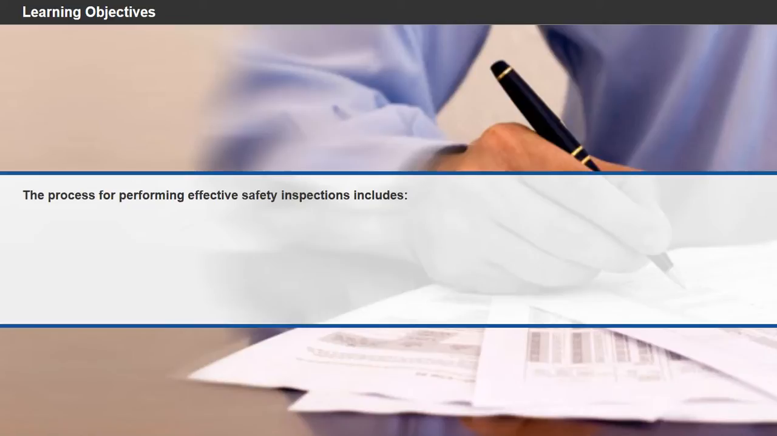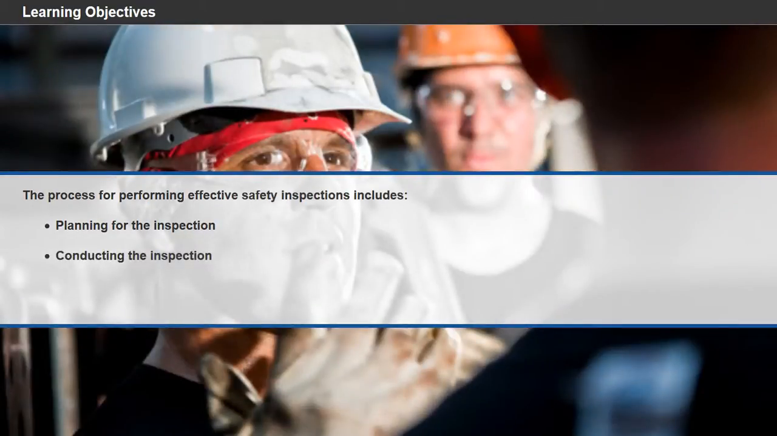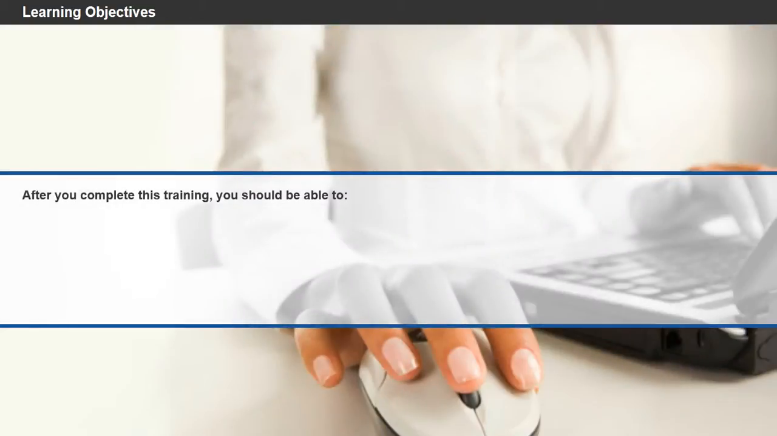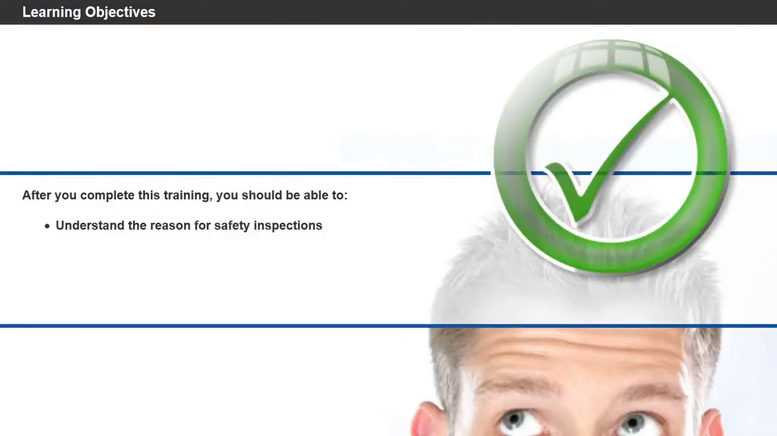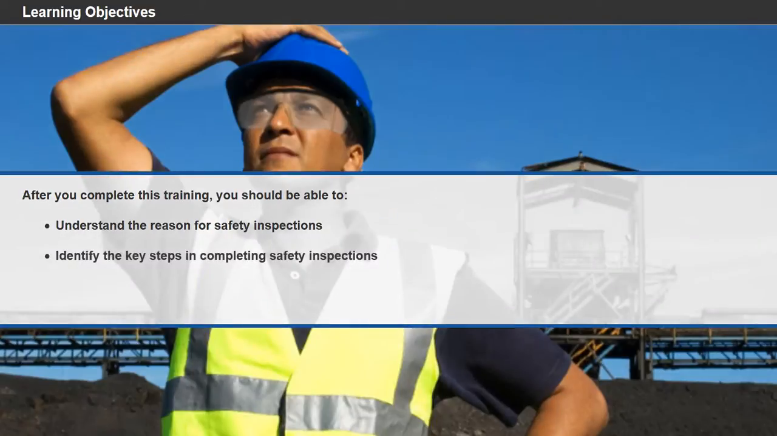The process for performing effective safety inspections includes planning for the inspection, conducting the inspection, and following up to make sure the appropriate corrective actions are taken. After you complete this training, you should be able to understand the reason for safety inspections, identify the key steps in completing safety inspections, as well as identify and address underlying causes to prevent repeat findings.